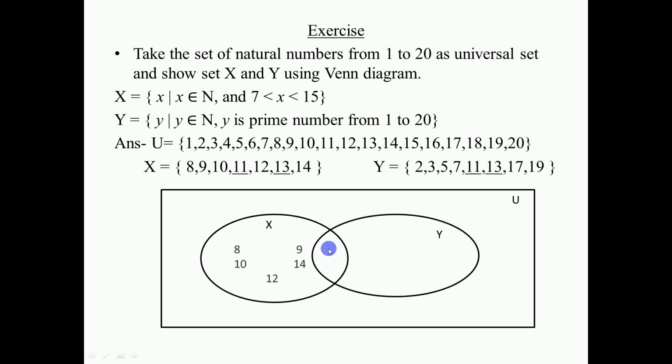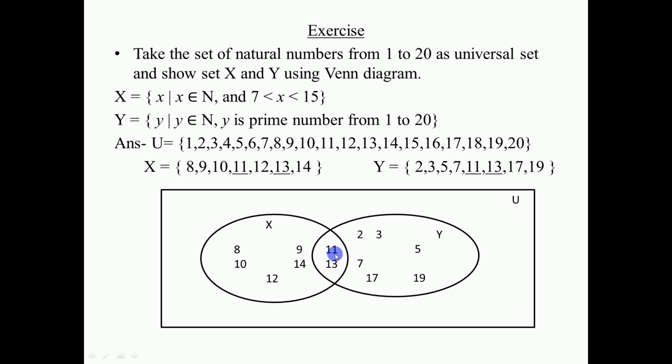So first I have written the elements which belong only to x. Then I have written the elements which belong only to y, but 11 and 13 belong to both of these sets, so I will write them in between. So this is the common space for set x and set y. I hope you understood this. Whenever you get common elements, you have to draw the structure like this and write the common elements here, because this is the common space shared by set x and set y.